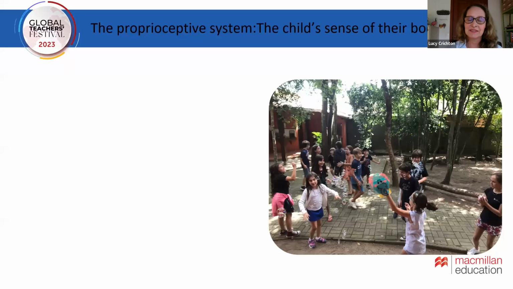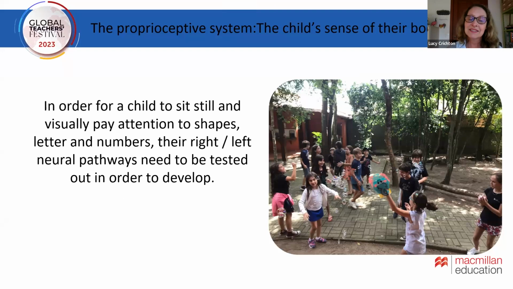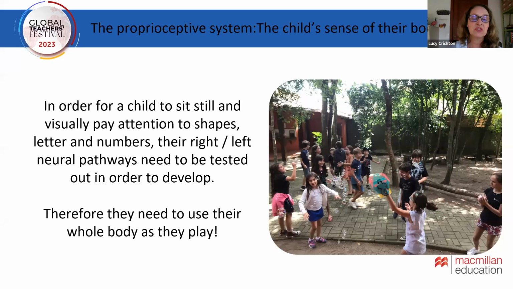So the proprioceptive system, the child's sense of their bodies in space. And, you know, this is why play is important before we get these students actually into the classroom and moving, which is another thing that Miriam mentioned earlier. We need to give them this possibility. So in order for a child to sit still and visually pay attention to shapes, letters, numbers, their right and left neural pathways need to be tested out in order to develop. And that is not done by sitting on a sofa with a mobile phone, all clean and all spruced up. No, it's getting outside, it's playing, it's climbing trees, it's running around. That's the sort of healthy play that we need in order to help our students develop their finer skills later on, yes? So playing with their whole bodies.